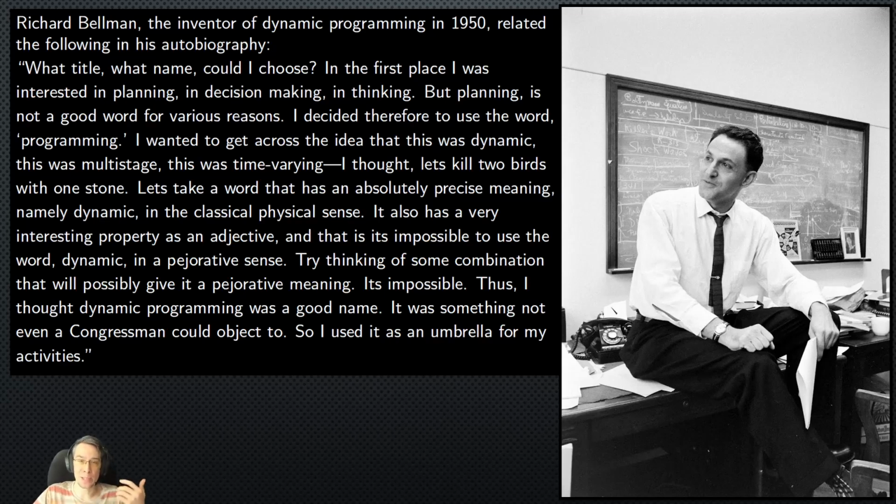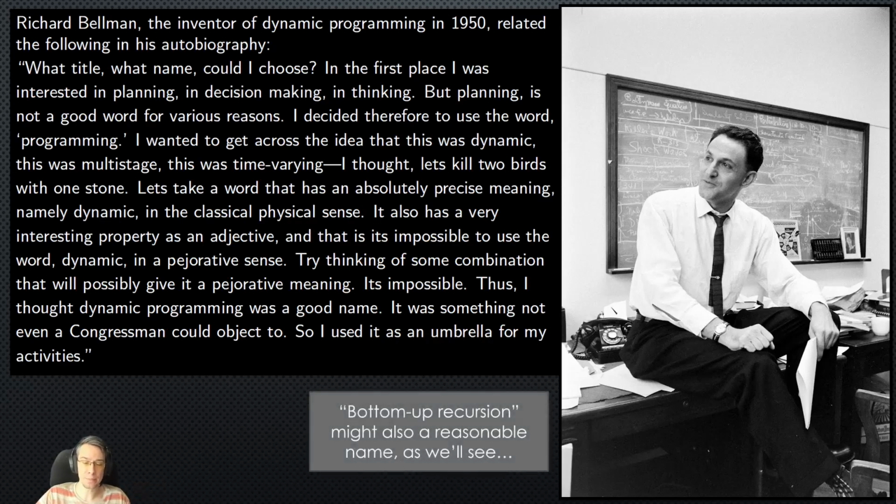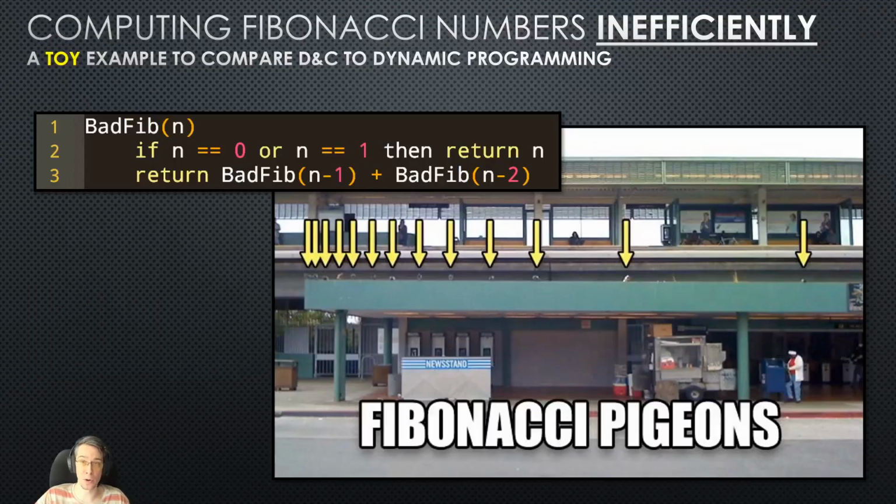So in this quote, he was talking about trying to come up with some name to describe a programming technique or a mathematical technique that would allow you to do optimization on dynamic systems, time-varying systems. Now, bottom-up recursion might also be a reasonable name, as we'll see. And there's a related concept called memoization that, although it's quite similar, we're not going to consider to be the same thing as dynamic programming for the purposes of this course.